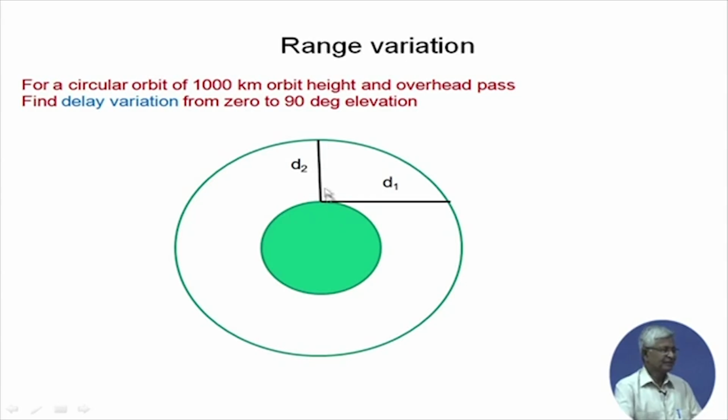Simple geometry. It is a circular orbit, 1000 kilometer orbit height, and there is an overhead pass. You can find that for an observer here, what will be the distance when the satellite is overhead or when the satellite is rising. Let us say it is rising, it is going in this direction. So, that means 0 degree elevation or 90 degree elevation. If it is 1000 kilometer orbit height and we assume earth as a sphere, and as we were talking about, 6378 kilometer as the earth's spherical radius, you can calculate what will be the distance.